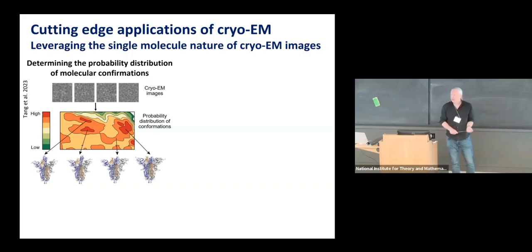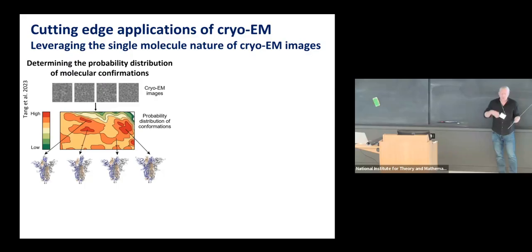In a typical cryo-EM experiment where people are trying to get the high resolution structure, they may take images of literally a million molecules, but then they end up throwing out maybe 90% of those images because they don't average together well.